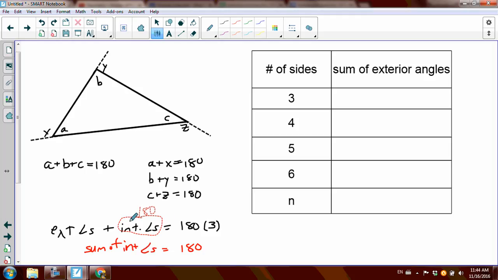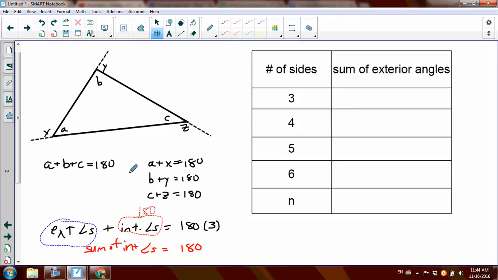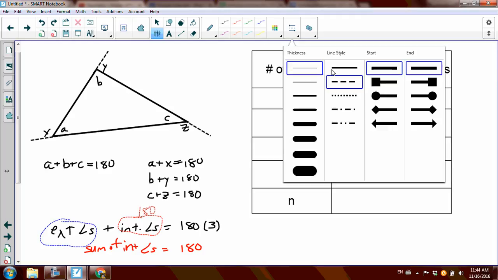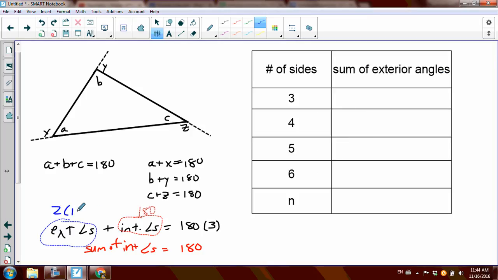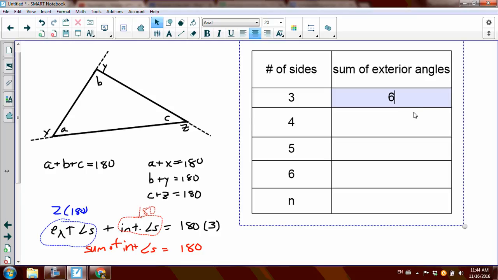So what plus 180 equals 3 times 180? That will be 2 times 180. So that leaves 2 times 180 for the exterior angle sum. The sum of the exterior angles is 2 times 180. So I'm just going to write 360 in there.